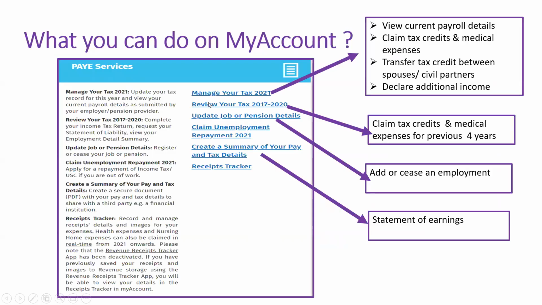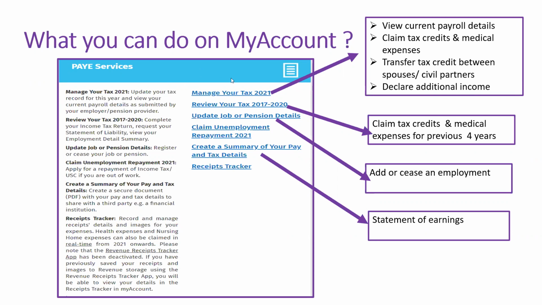And finally, what's available, or why do you need My Account? So My Account is where an employee or a PAYE person can access all their payroll records. So when you go to the home screen of My Account, the PAYE services section is where all your PAYE information will be. And you'll be presented with this screen here and the sub-menus here.